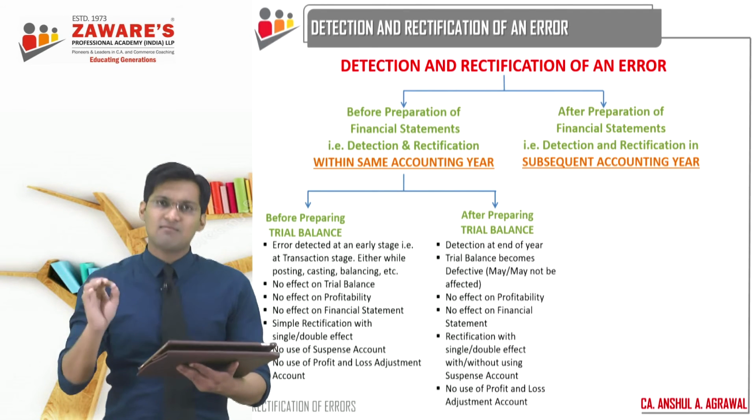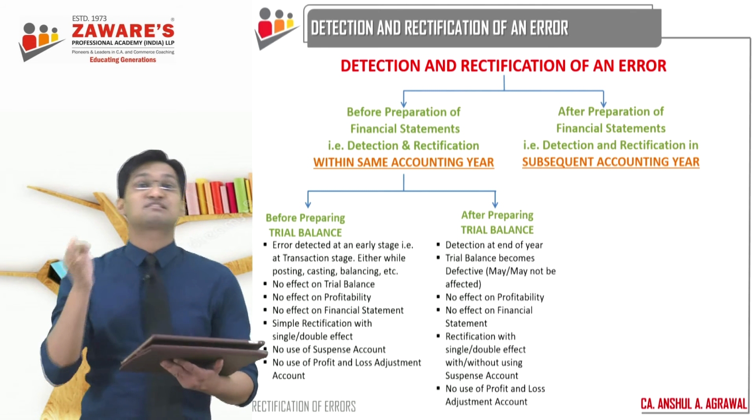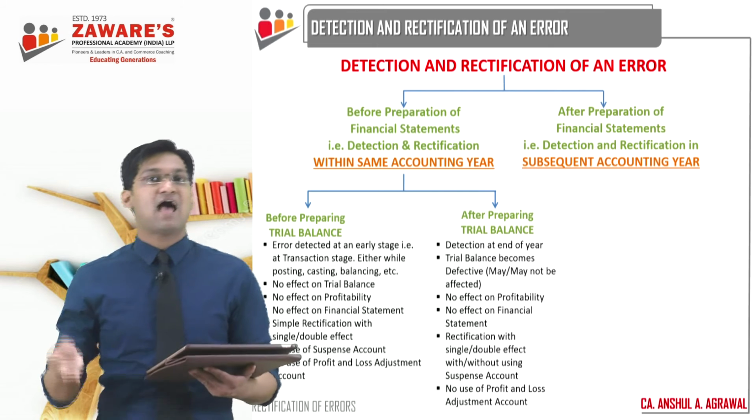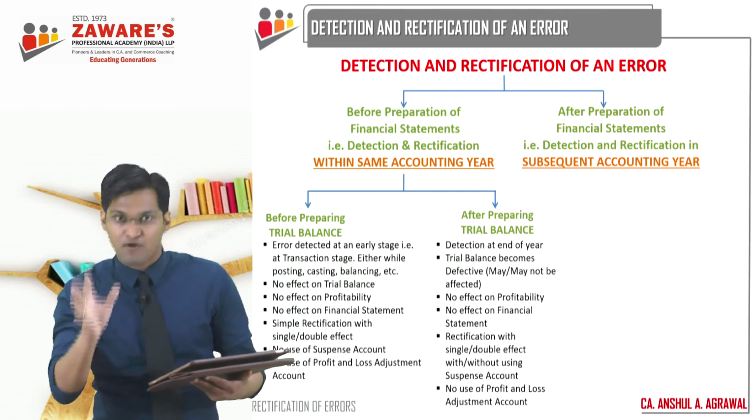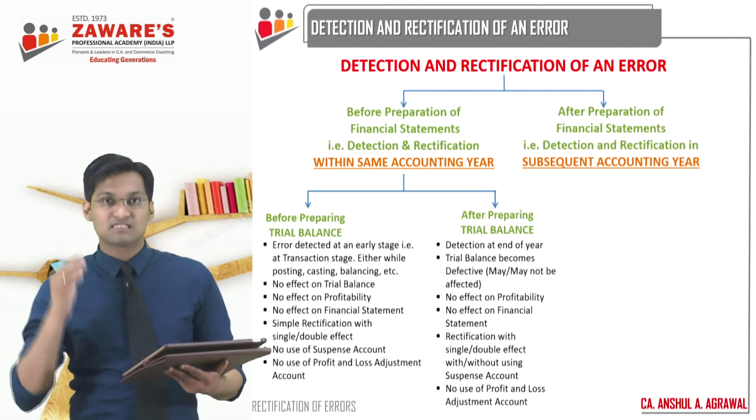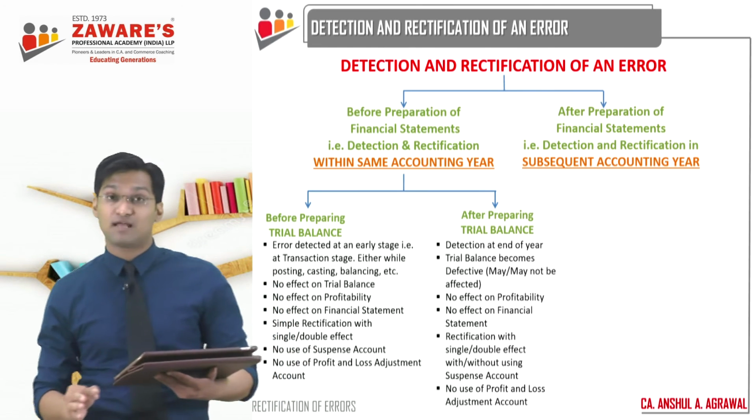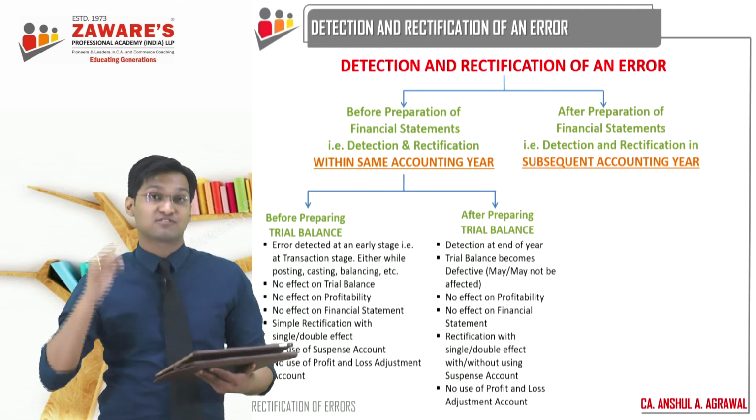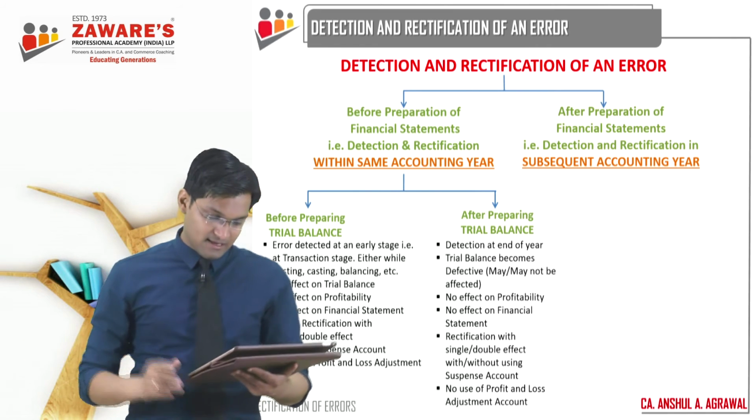Since trial balance is only prepared, we haven't prepared financial statements out of it. And since we haven't prepared financial statements out of it, we haven't computed profit. Therefore, even though this error is located, this error is rectified at this point of time. That means after preparation of trial balance, there is no effect on profitability as well as on financial statements.